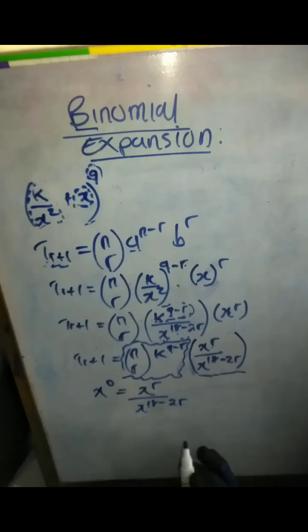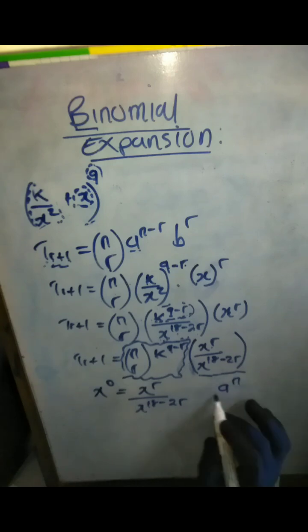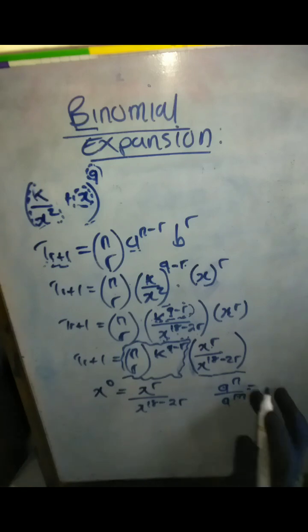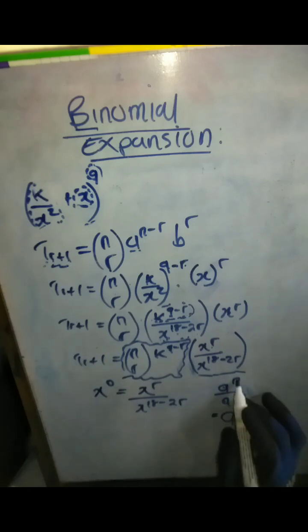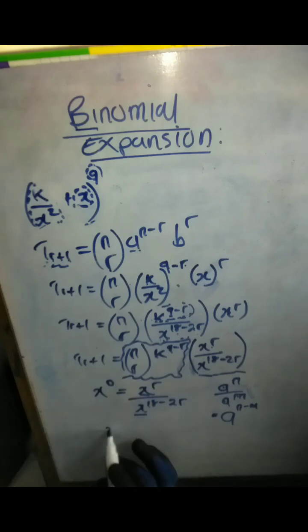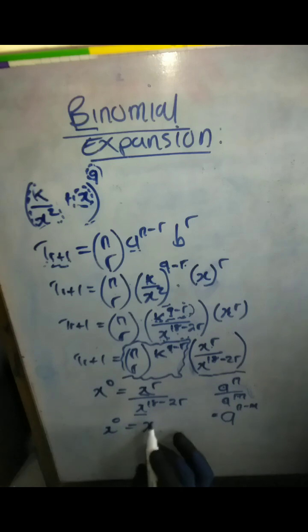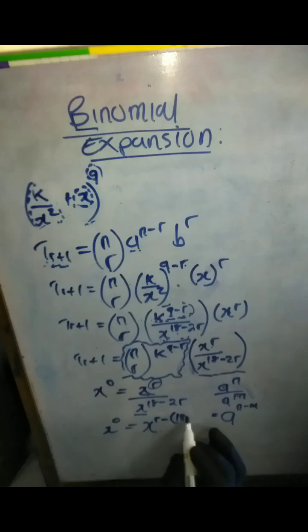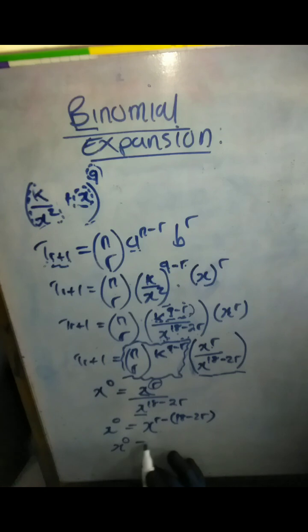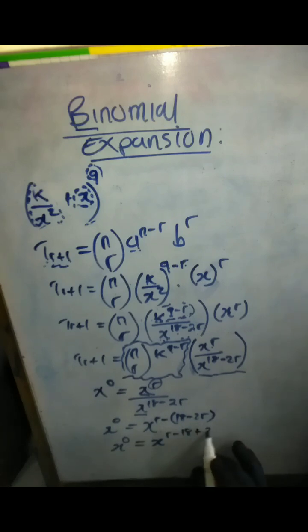Once you have that, according to the laws of indices, if you have a^n over a^m, where the bases are the same but the powers are different, this equals a to the power n minus m. So check, this is base x, this is also base x, so the bases are the same. So this can be equal to x to the power r minus (18 minus 2r). So we have x^0 equals x to the power r minus 18, negative times negative is plus 2r.